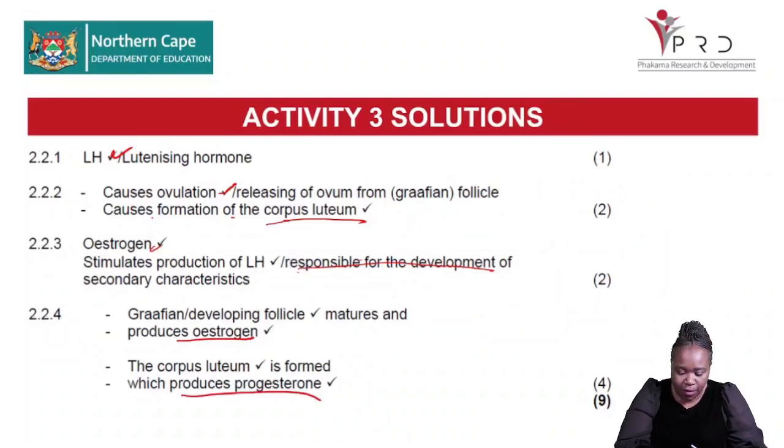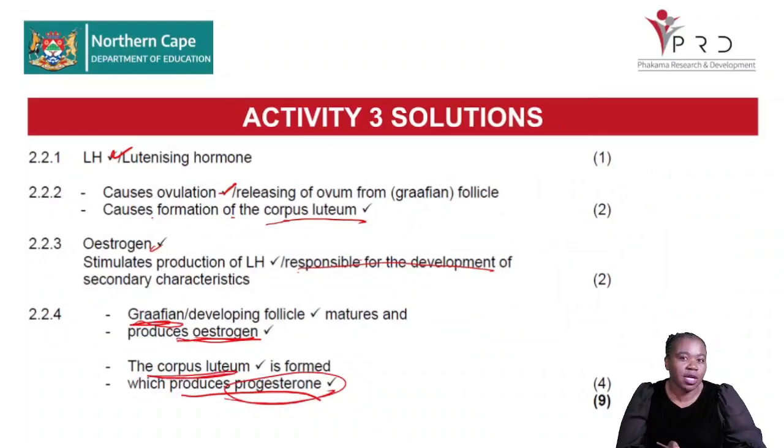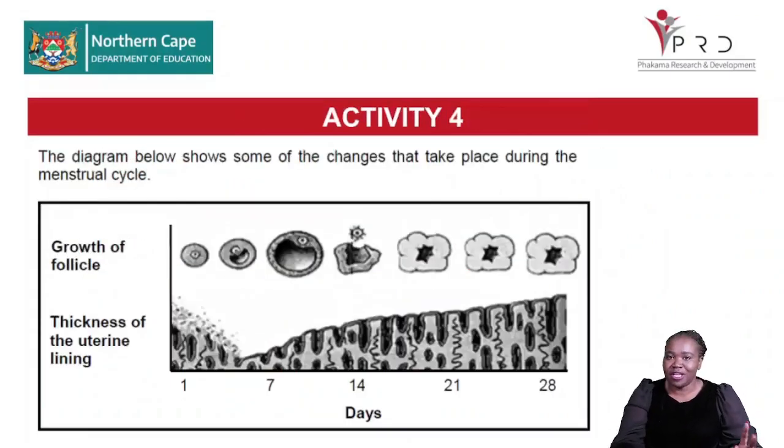Now, where do these come from? So remember, the Graafian follicle will secrete the estrogen hormone, right? Whereas the progesterone hormone is secreted by the corpus luteum in order to maintain pregnancy, right? Now, let's have a look at our last activity for today. It says the diagram below shows some of the changes that take place during the menstrual cycle.